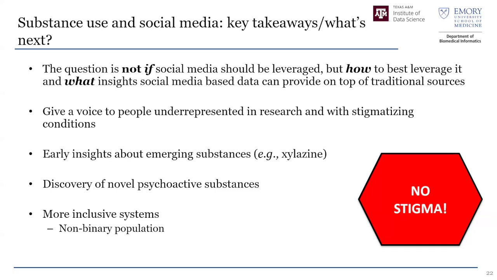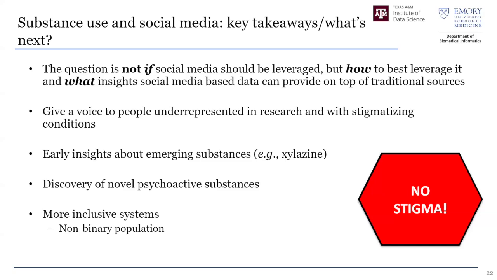Early insights about emergent substances is one of the toughest problems we are trying to solve, because once you know the name of a substance, it's easy to go back and see, oh, people have been talking about it for 2 years, why didn't we look at it before? But it's very hard to know that substance before its name is known. And yes, discovery of novel substances.